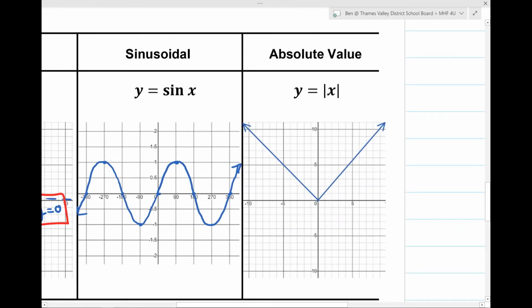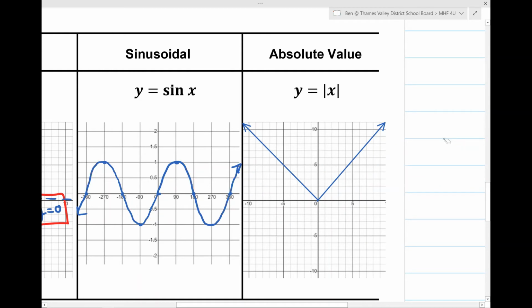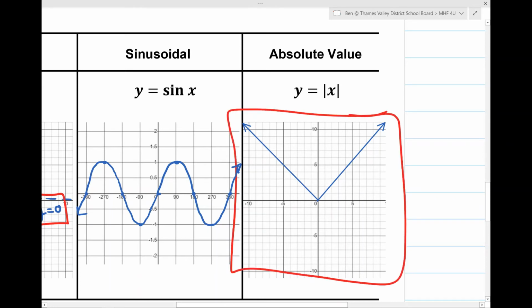This one oscillates. That's what we say when we mean it goes back and forth. So it goes up and down and up and down and up and down, and it will continue to do that forever and ever in both directions. That's why we have the arrows here and here. And our absolute value function, we've played with that a little bit already.